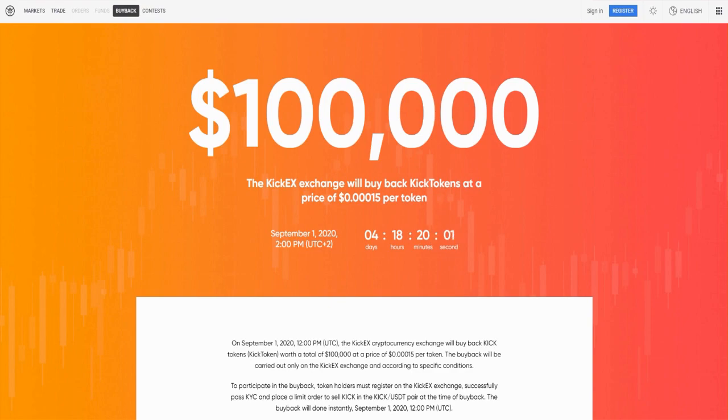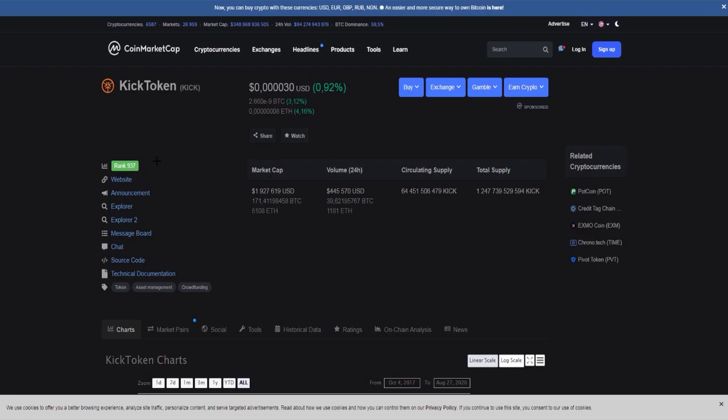Here you can see too that the Kick token is on CoinMarketCap, and it's worth so many US dollars right now. As you can see, it increased, and the market cap is almost $2 million. The volume in 24 hours is $445,000. Here is the circulating supply, and as you can see, that's 64 billion Kick tokens. And here you have the total supply, it's 1 trillion Kick tokens, so it's a very huge amount.